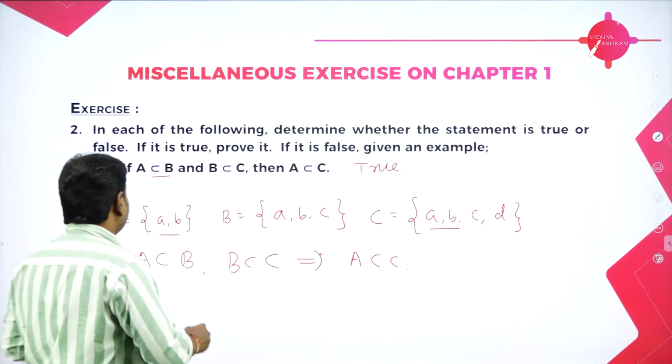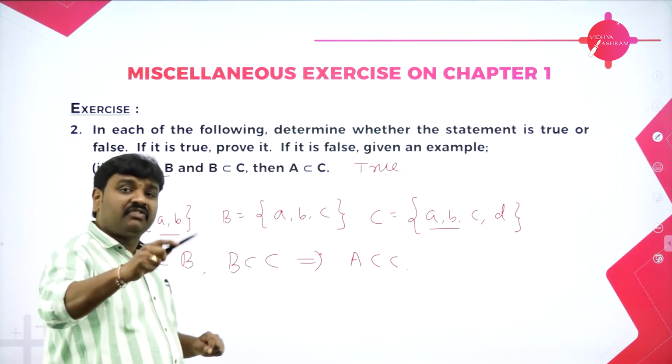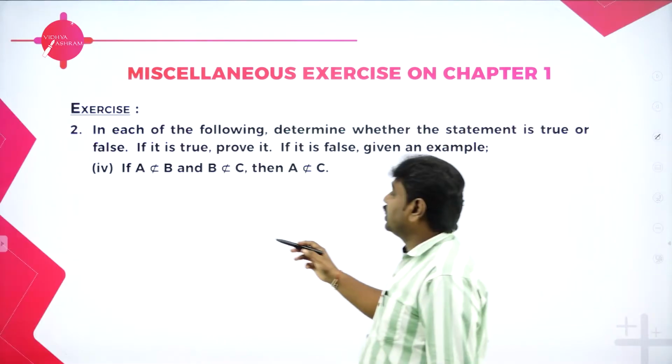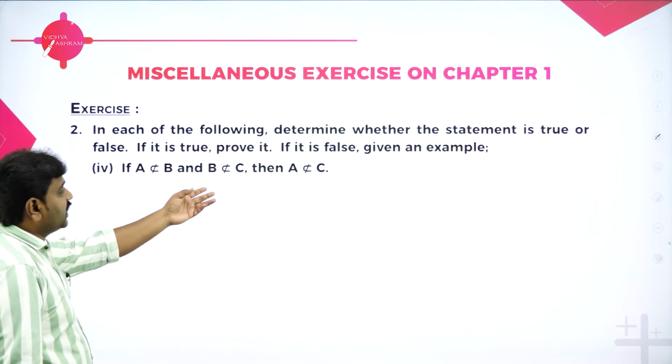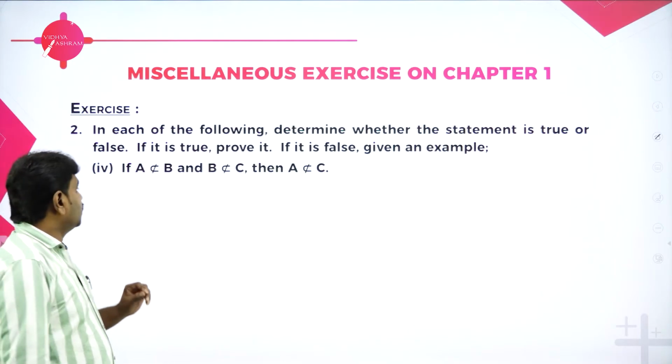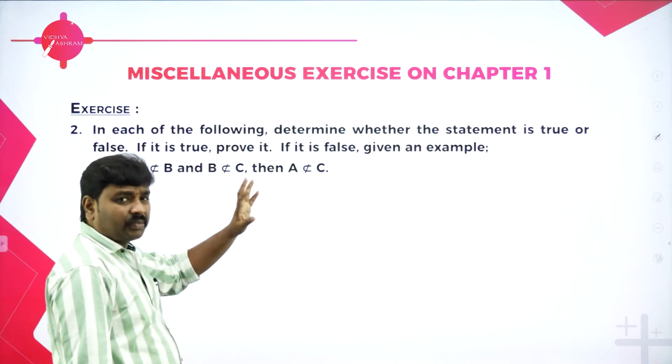That's it. So remember this as a result also. If A is a subset of B and B is a subset of C, then A will be a subset of what? C. Remember that. Now, if A is not a subset of B and B is not a subset of C, then prove that A is not a subset of C.